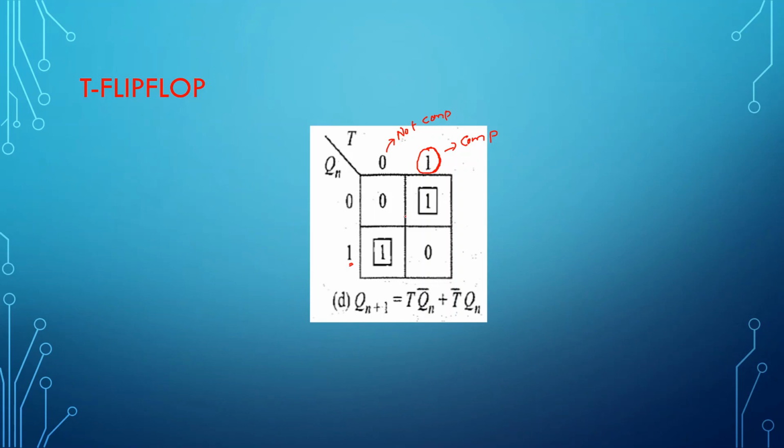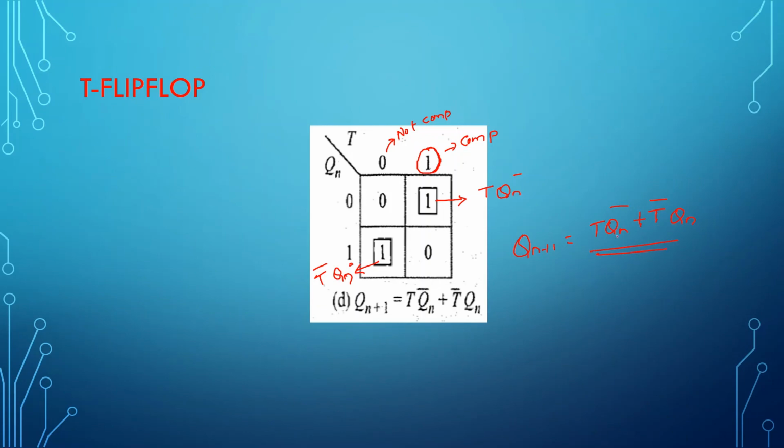Again, with respect to the K-map, I am going to group them together. So what is the term with respect to this? This will be Qn bar. What is the term here? This is T. And with respect to this, this will be T bar, and with respect to this, it will be Qn. So the characteristic equation will be Qn plus 1 equals T into Qn bar plus T bar into Qn.